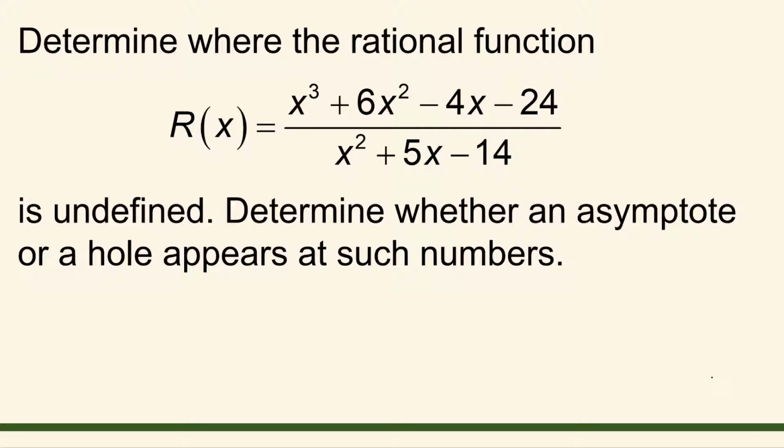Determine where the rational function r of x equals x cubed plus 6x squared minus 4x minus 24, all divided by x squared plus 5x minus 14, is undefined. Determine whether an asymptote or a hole appears at such numbers.